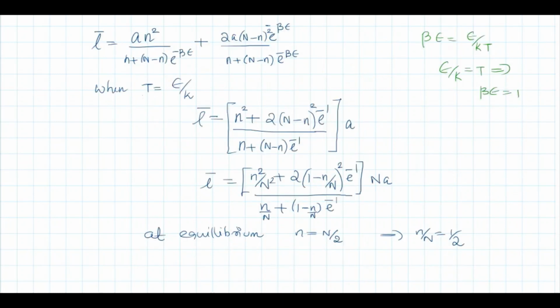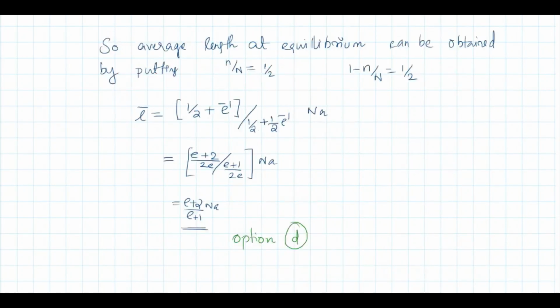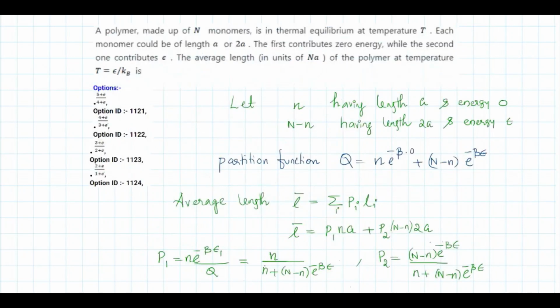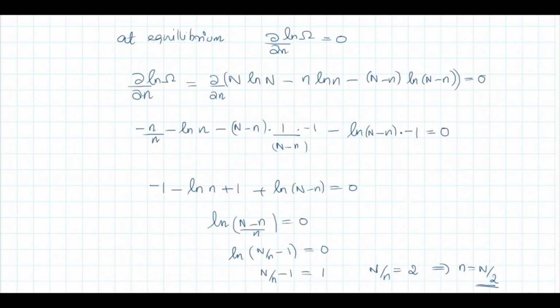Substituting those values in the equation for L bar, you will get 1 by 2 plus e raised to minus 1 divided by 1 by 2 plus 1 by 2 e raised to minus 1, into Na, and that is (e plus 2) by 2e divided by (e plus 1) by 2e into Na, and that is (e plus 2) by (e plus 1) into Na. The correct option is option D.